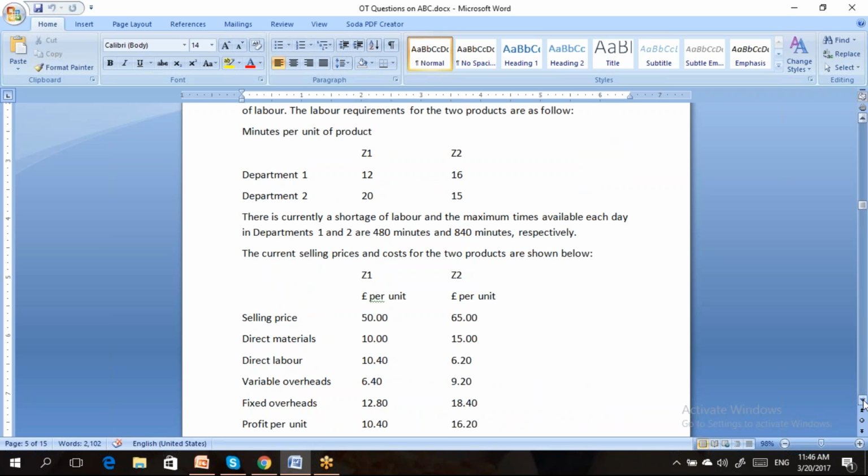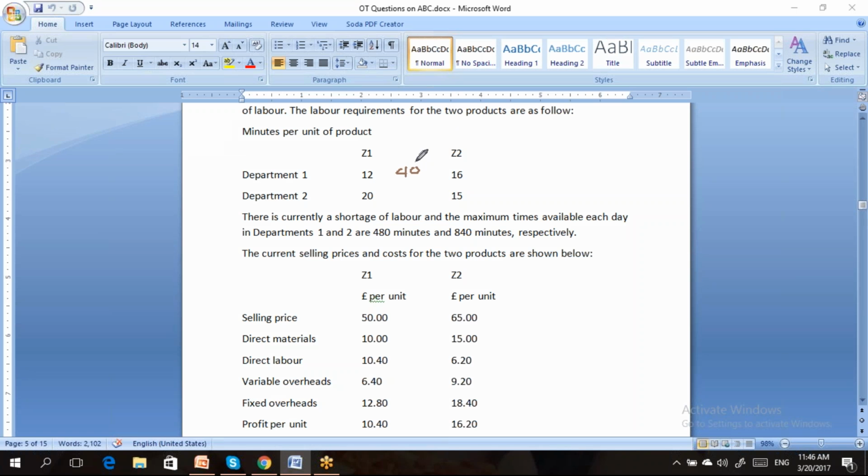Labor. So we have to see department 1, right? Department 1, they have only how many? 480 minutes. So 480 minutes is total department 1 labor. If they produce Z1, each is going to take 12 minutes. So maximum they can produce is 480 divided by 12, 40.